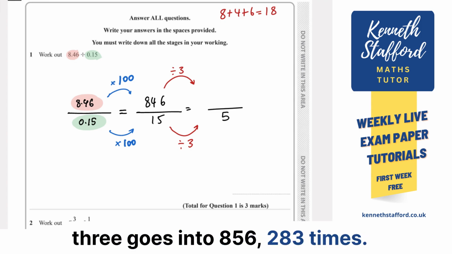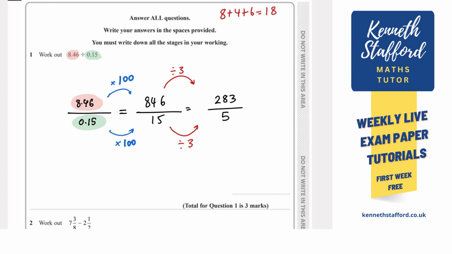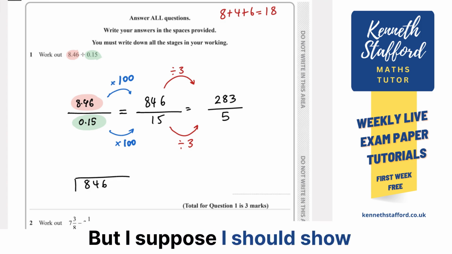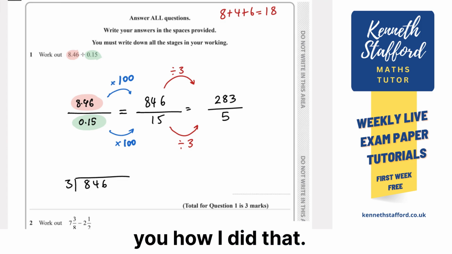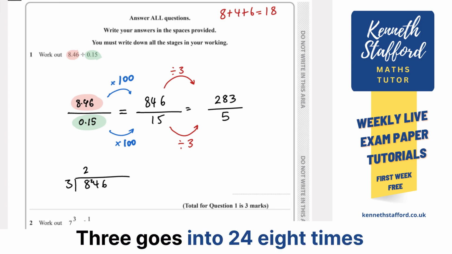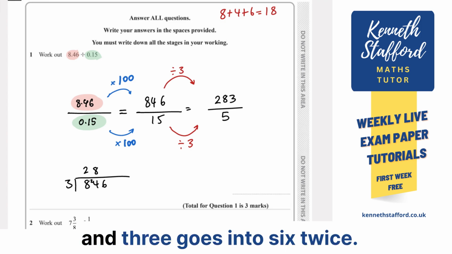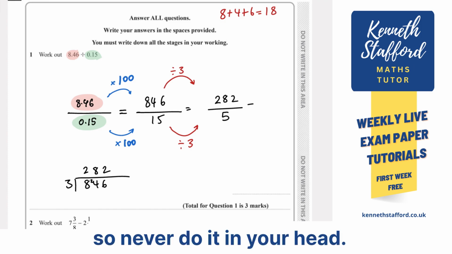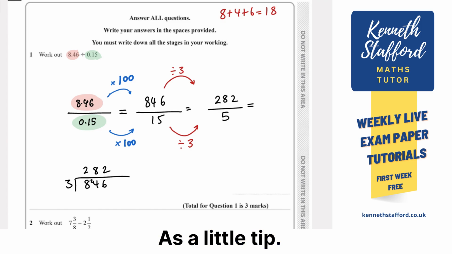And 3 goes into 846 two hundred and 83 times. I did that in my head, but I suppose I should show you how I did that. 3 goes into 8 twice with 2 left over. 3 goes into 24 8 times, and 3 goes into 6 twice. Oh, shouldn't have done it in my head. 282. So never do it in your head is a little tip.